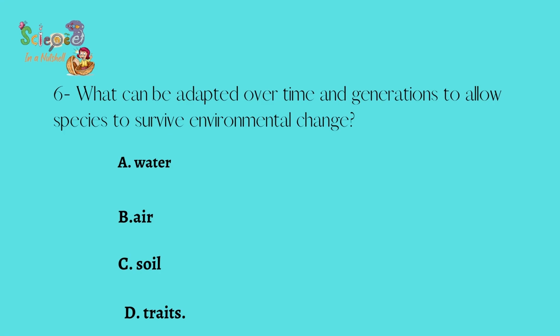Now, with question number 6. What can be adapted over time and generations to allow species to survive environmental changes? What can be adapted means what can be changed over time and generations. Is it water, air, soil, or traits? That's right. What will change to survive the environmental changes will be the traits of the living organism or of the species. So, traits means, if you remember, a structure or behavior. That's right.